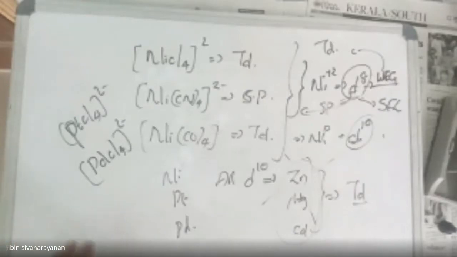The second and third row transition elements always form low spin complexes. What do you mean by low spin complexes? They would not have any unpaired electron.